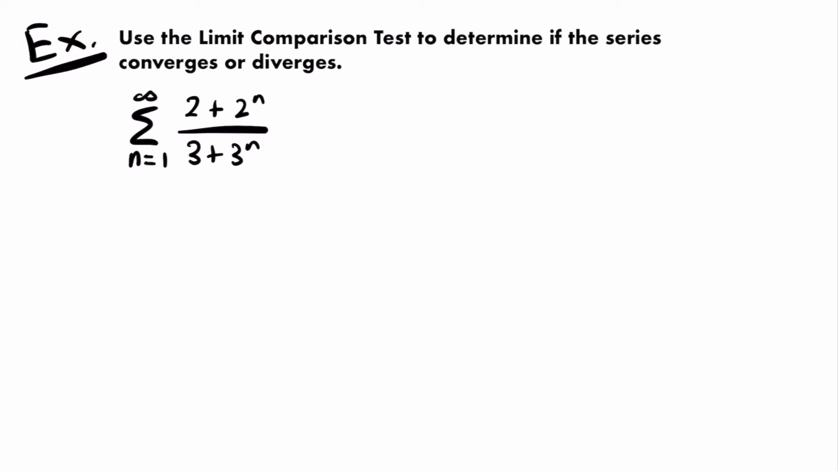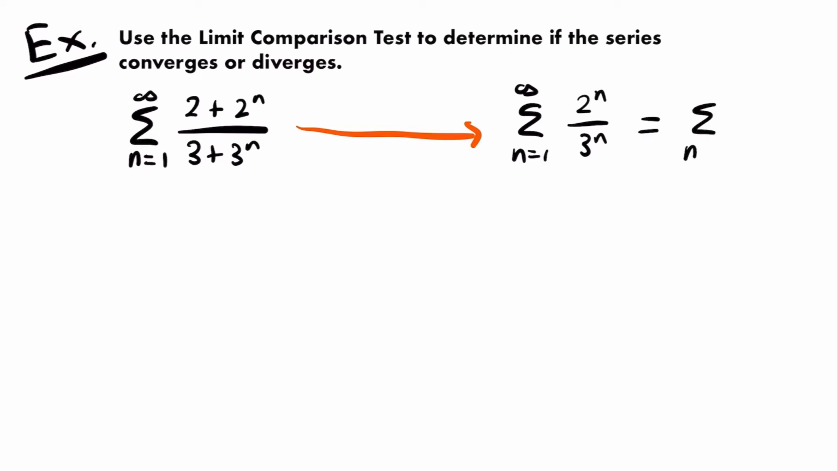In this case, I'm leaning towards using a geometric series because I see that we have 2 to the power of n and 3 to the power of n within our series. And so that is really close to the geometric series where we have the sum from n equals 1 to infinity of 2 to the power of n divided by 3 to the power of n, which can be rewritten to be the sum from n equals 1 to infinity of 2/3 to the power of n. Right, when both the numerator and denominator are raised to the same power, you can just take that whole fraction to that power. And this is in the form of a geometric series.